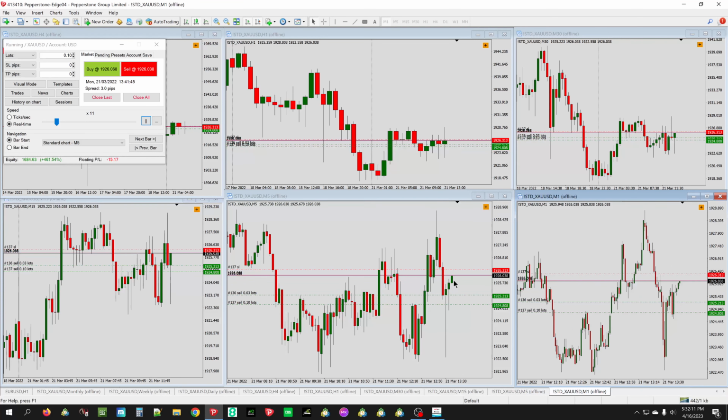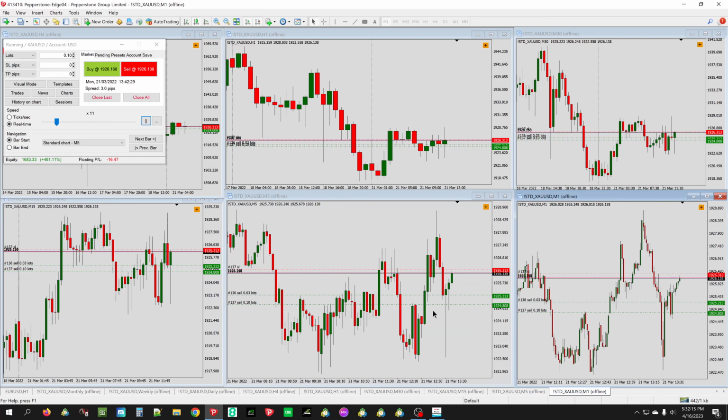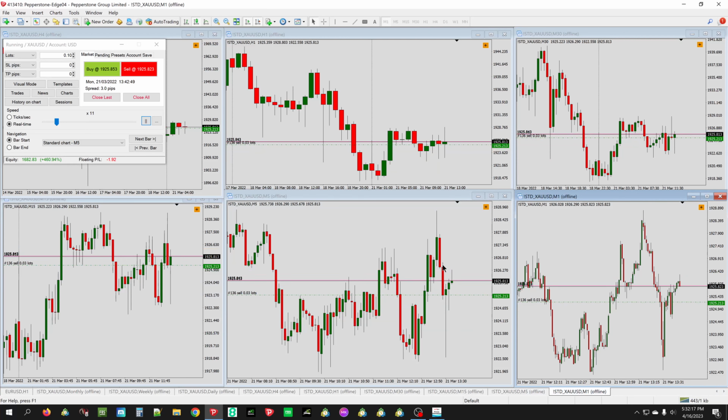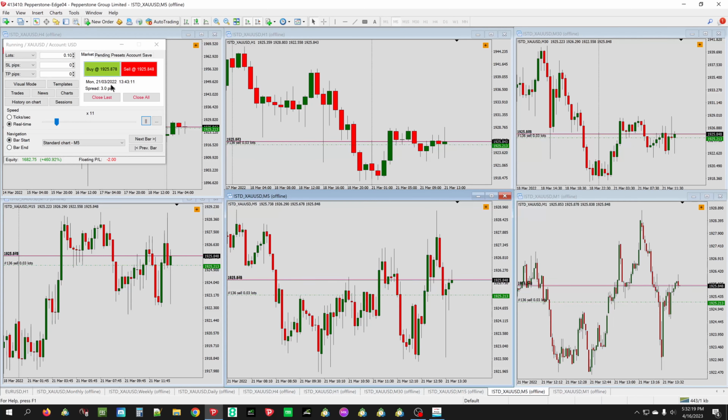The previous M5 candle closed bullish, so those sells don't make any sense now. So you know what? Delete everything and we will just wait now.